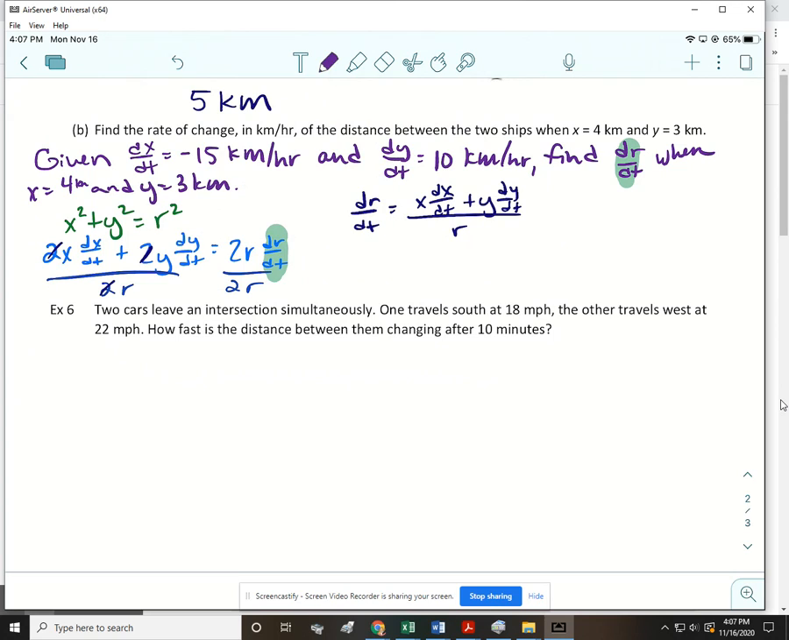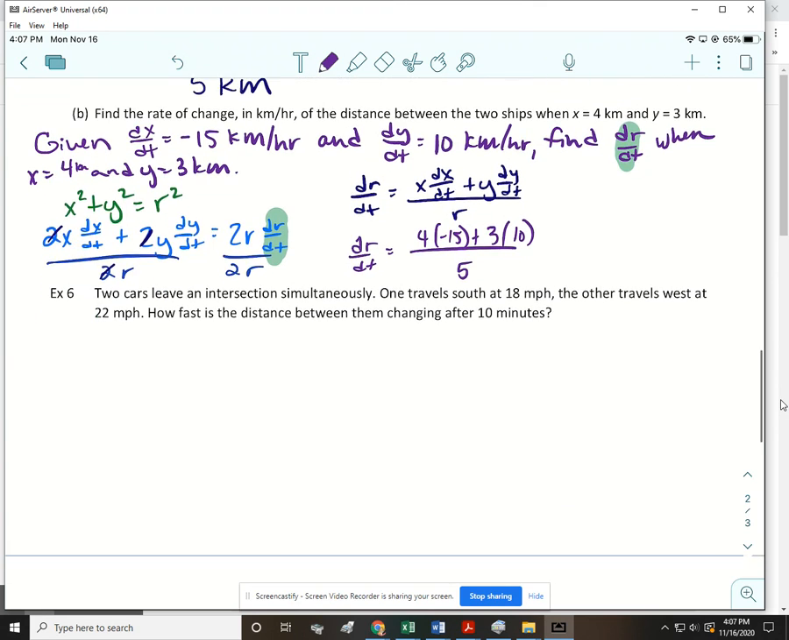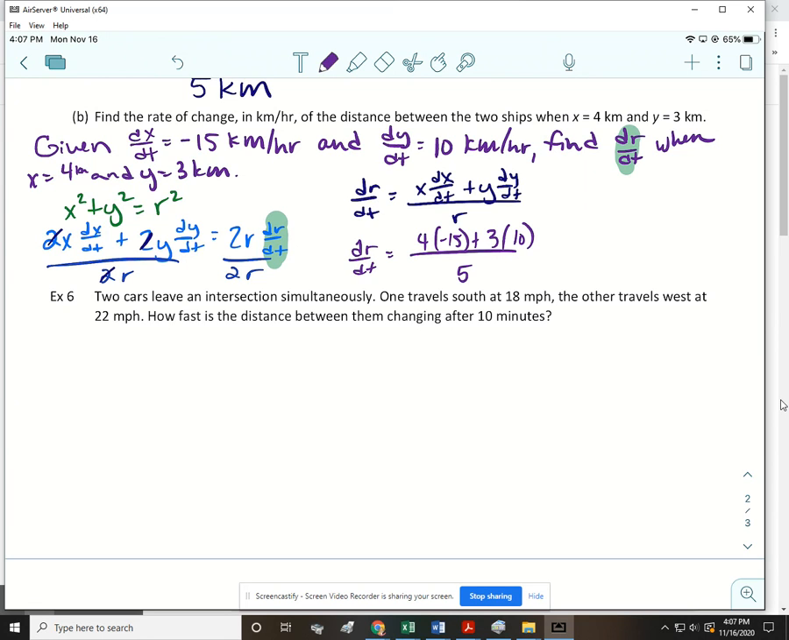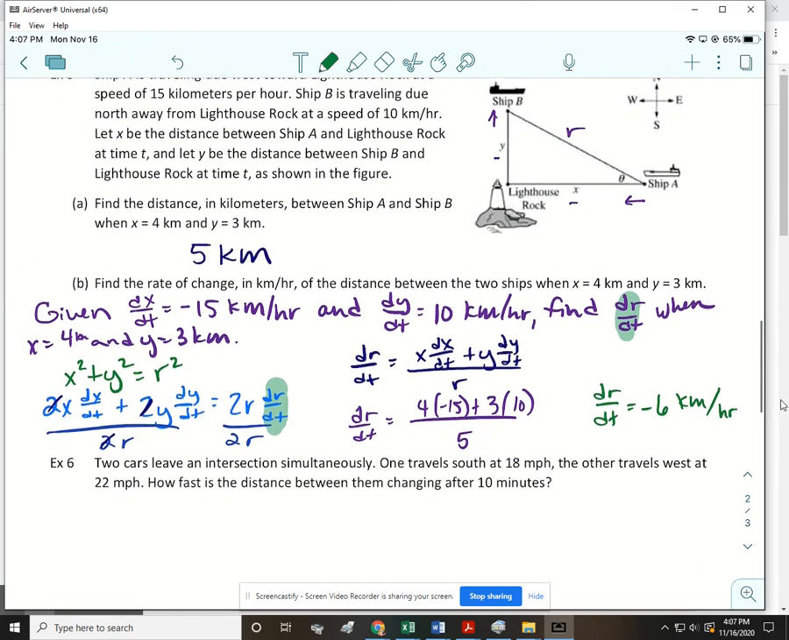Okay, and then time to plug everything in. So r was 5 from the A part. Okay, so what we get is dr/dt equals negative 6 kilometers per hour. So the distance between them is actually getting smaller at a rate of 6 kilometers per hour.